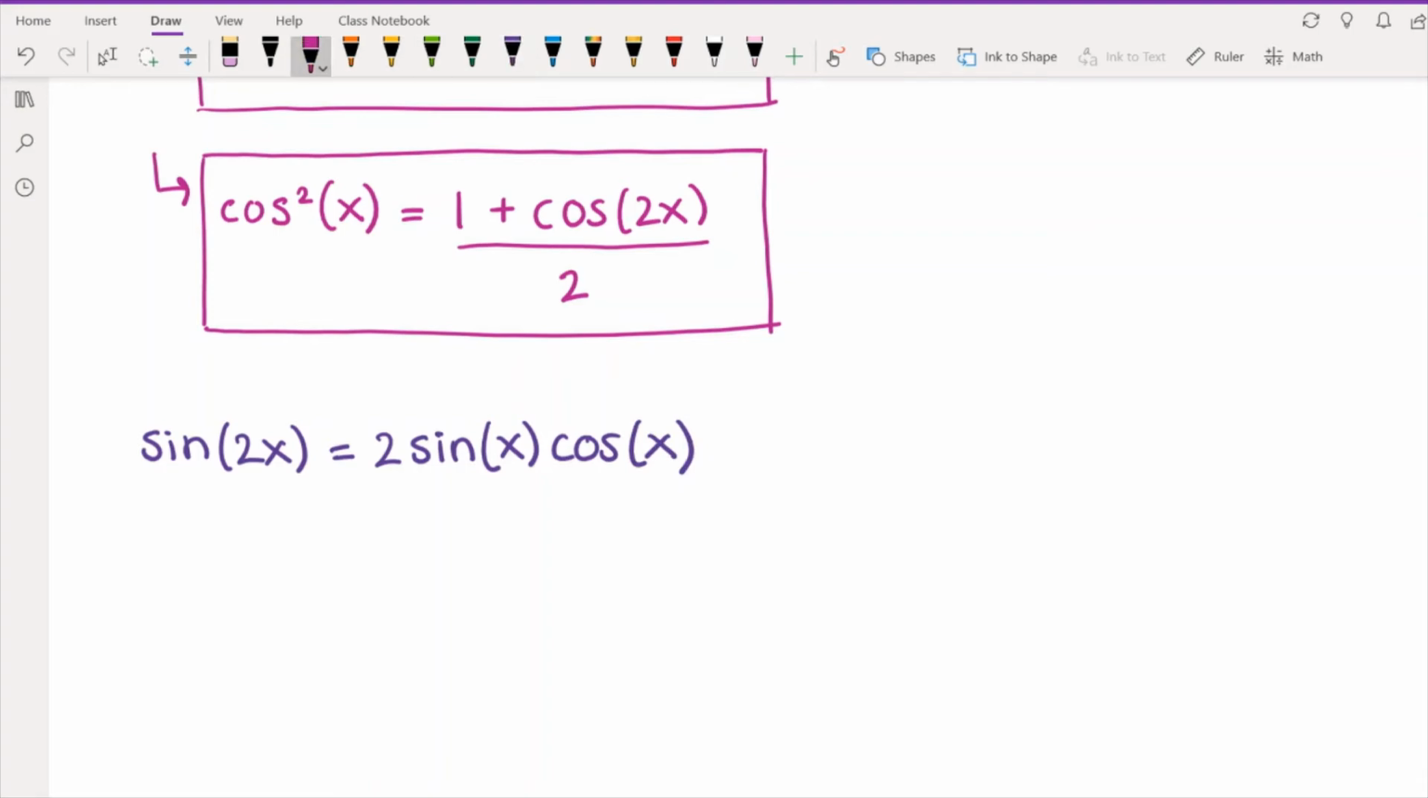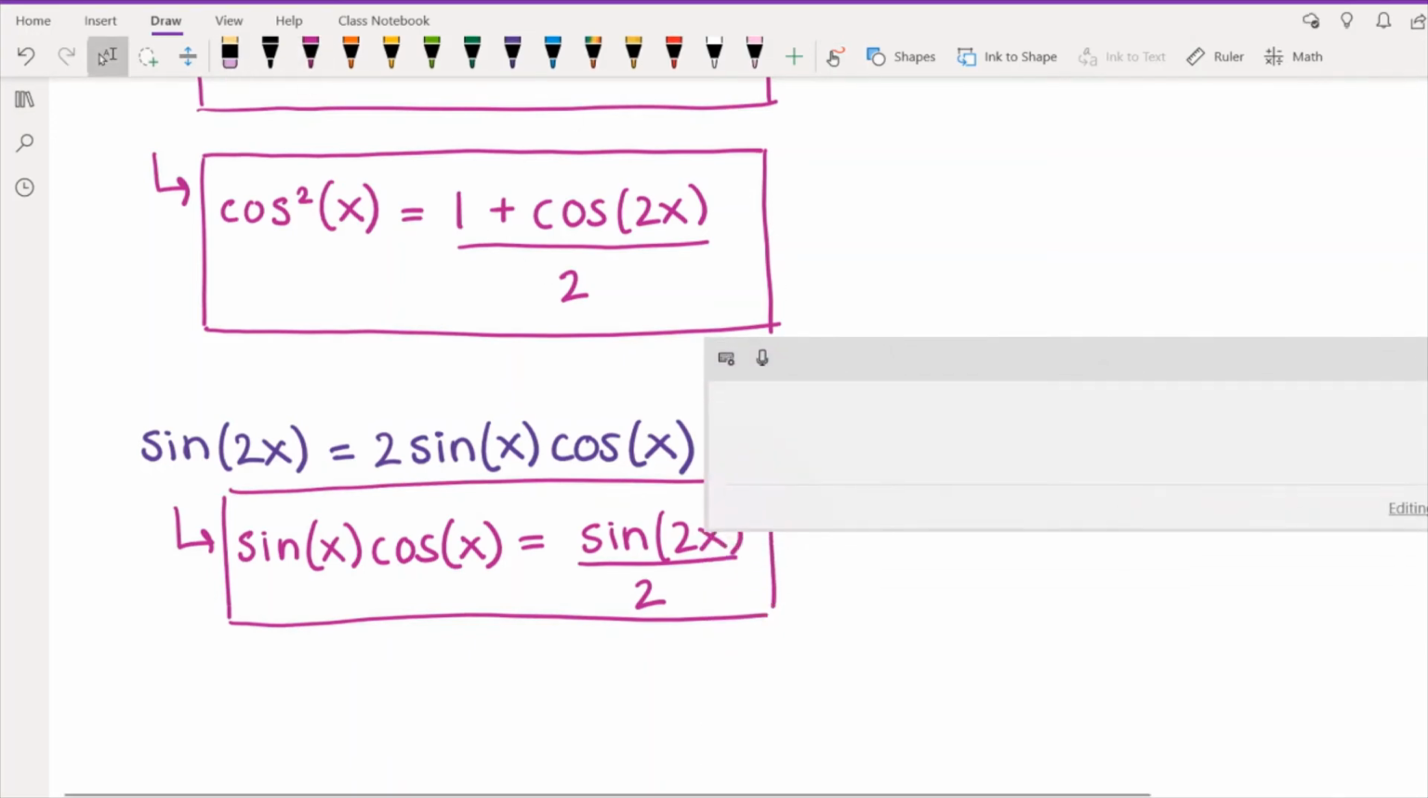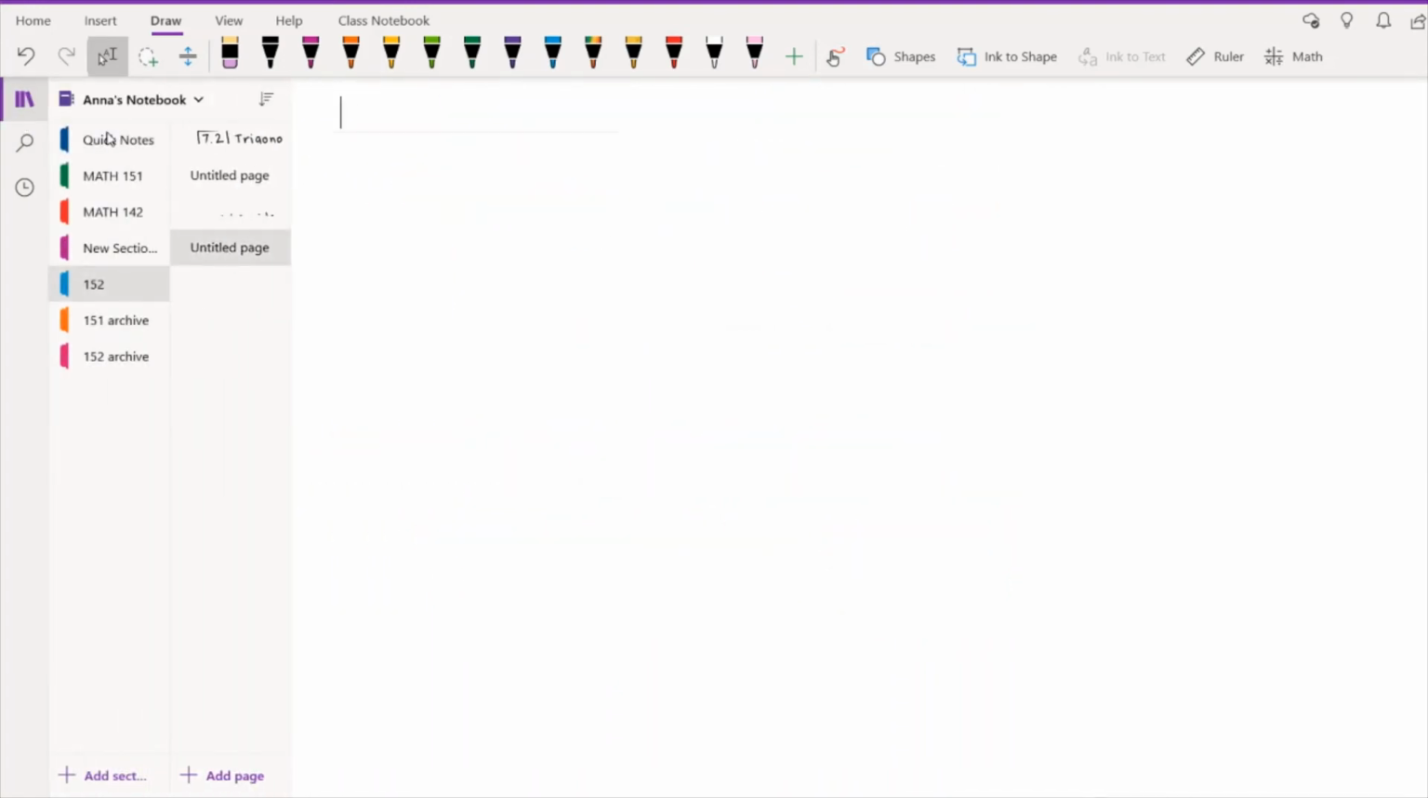And so sometimes this is rewritten as the following. If you have sine of x times cosine of x, you can rewrite that as sine of 2x over 2. So we'll see how that can get used in integration as well. Okay, so let's do an example of a few different integrals that make use of these identities.